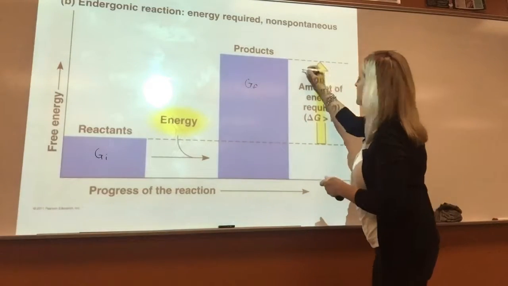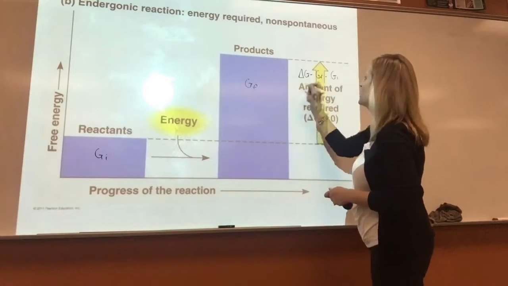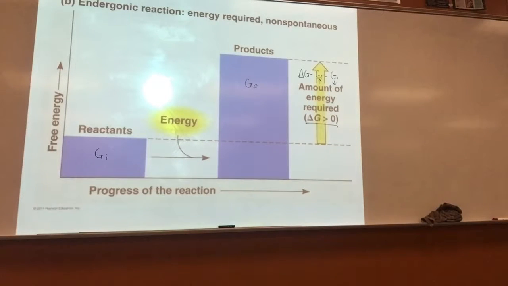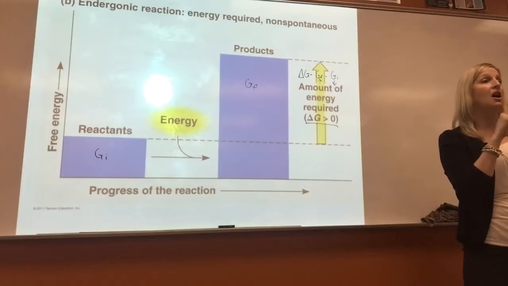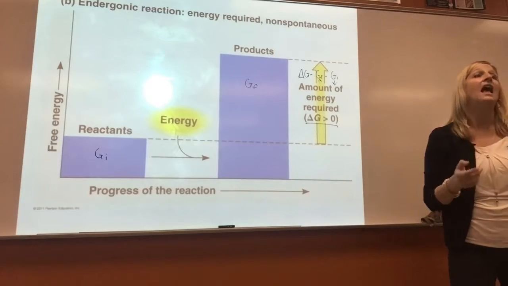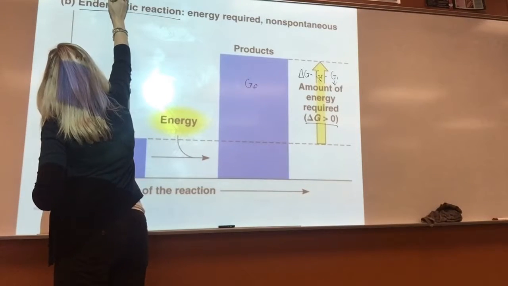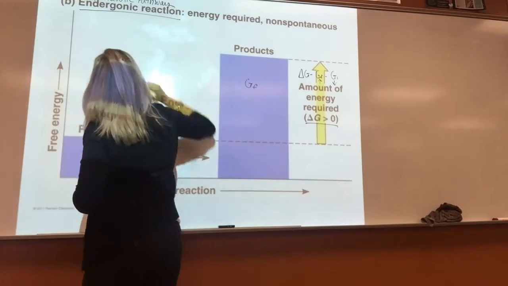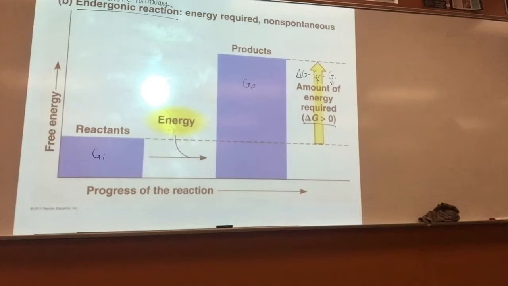And so the products have more free energy than your original reactants. Again, to figure this out, delta G is final minus initial, and we see that our final is greater than our initial, and we get a positive number every time. And so the endergonic reactions, this would be part of what kind of pathway? Anabolic. So another way to say endergonic pathway is anabolic pathway. You need energy.